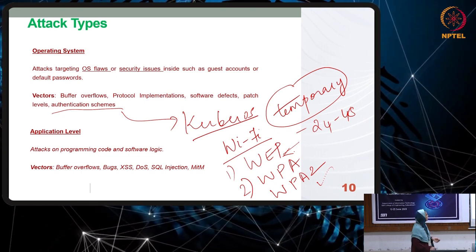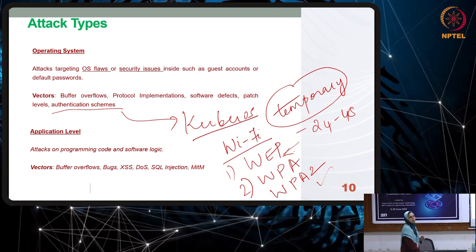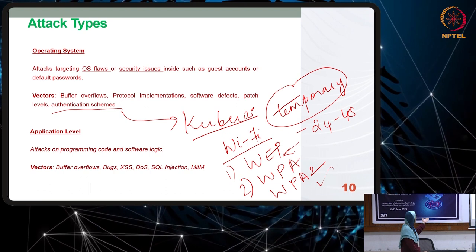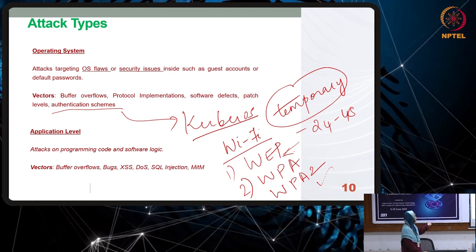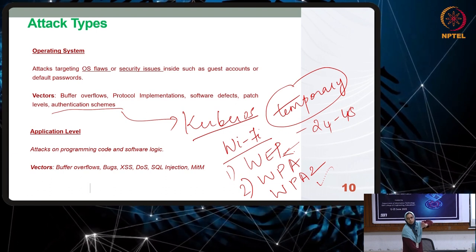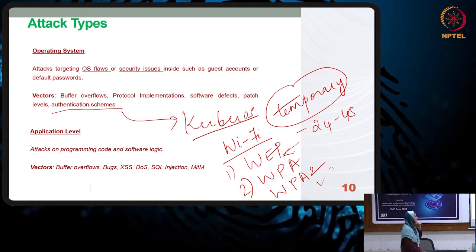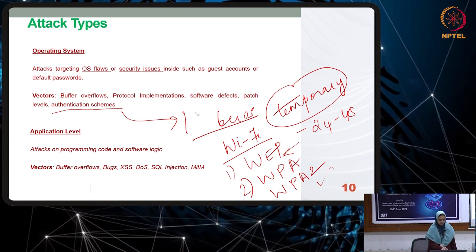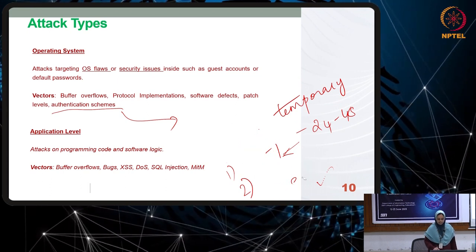So application level can be the next type, okay? Attacks on programming code and software logic. Remember, buffer overflow, as she pointed out, can also be used at the application level, on the code level. You can have some bugs. There can be XSS, which stands for cross-site scripting. Take this down. This is also one of the popular web application attacks.